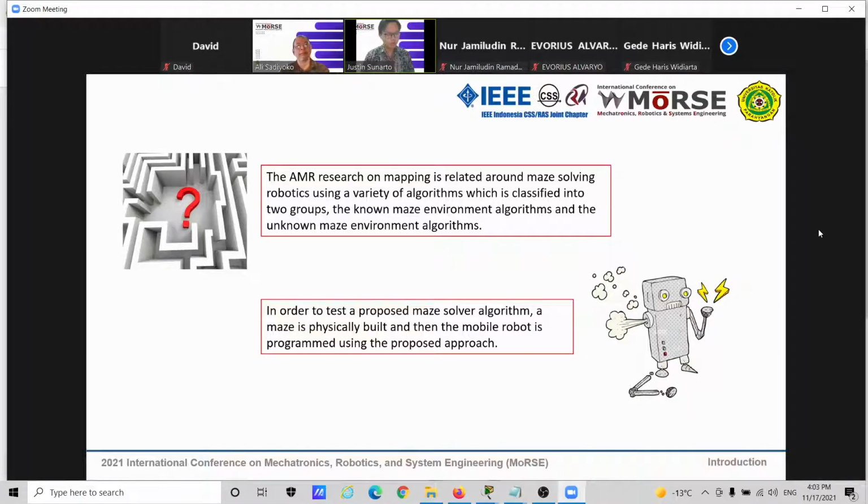But by physically building the maze and the robot, there might be some risks. The first risk is that to build a large maze, we need a large room and a large cost. And also the second risk is the maze and the robot might be damaged during the testing process due to mechanical and software errors.